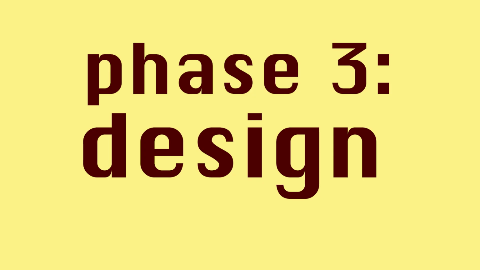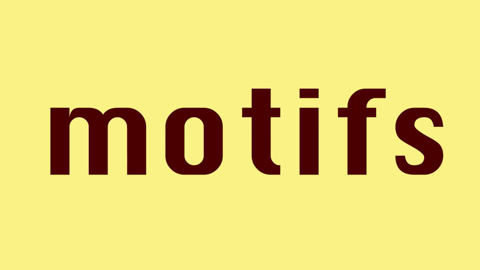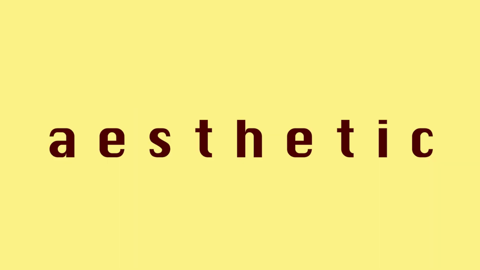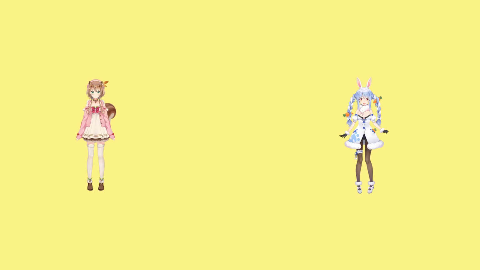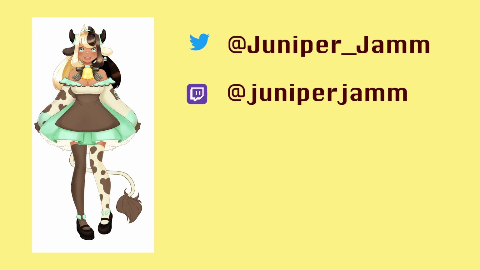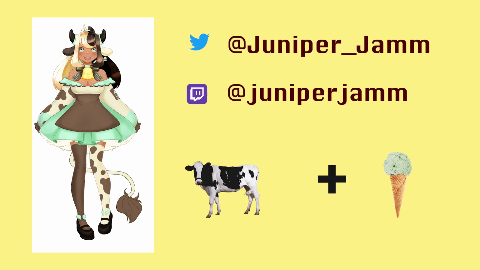Phase 3. Design. First, let's talk about motifs. Motifs are like themes that run through the character's design, personality, story, and overall aesthetic. Lots of VTubers' designs are based on one or two different motifs. Take a look at Juniper Jam. Her design is very obviously based around two motifs, cows and mint chocolate chip. Every single detail of her design reflects the theme, creating a very cohesive whole.